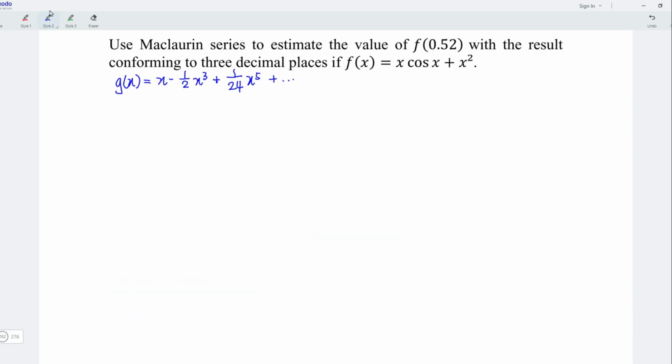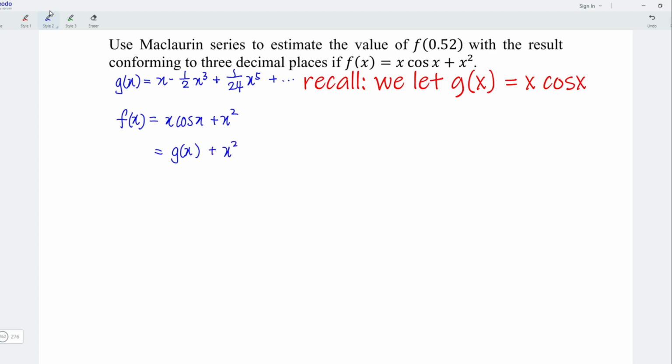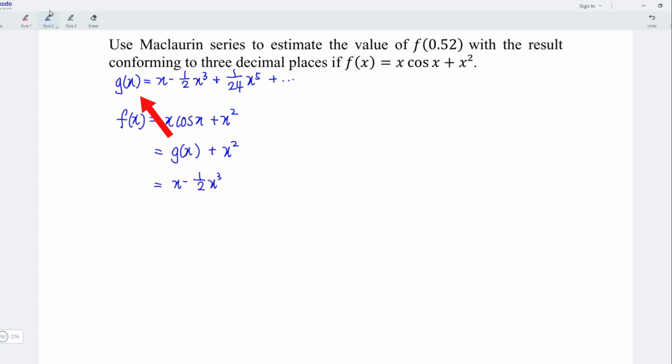Next is to determine the Maclaurin series for the function f(x). We are given f(x) is equal to x cos x plus x squared, which is simply equal to g(x) plus x squared. And this is equal to x minus 1 over 2 x cubed plus 1 over 24 x to the power of 5 and so on plus x squared. We arrange the terms, we obtain x plus x squared minus 1 over 2 x cubed plus 1 over 24 x to the power of 5 and so on.